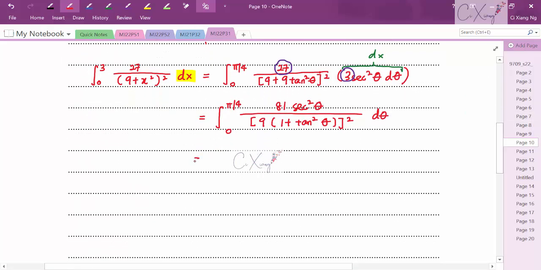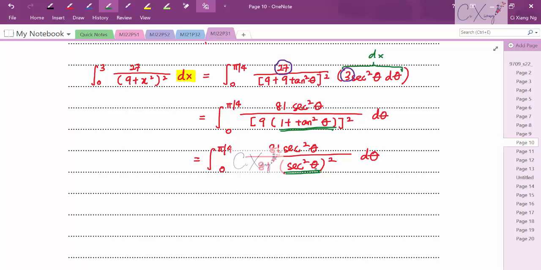Okay, so next step. For the numerator, I will not touch it. For the denominator, when I have 9 square is 81. 1 plus tangent square theta is secant square theta, and then I still have a square outside. Okay, so from here to this part, I'm applying the identity formula. All right, the Pythagoras identity. So 1 plus tangent square theta will be equals to secant square.